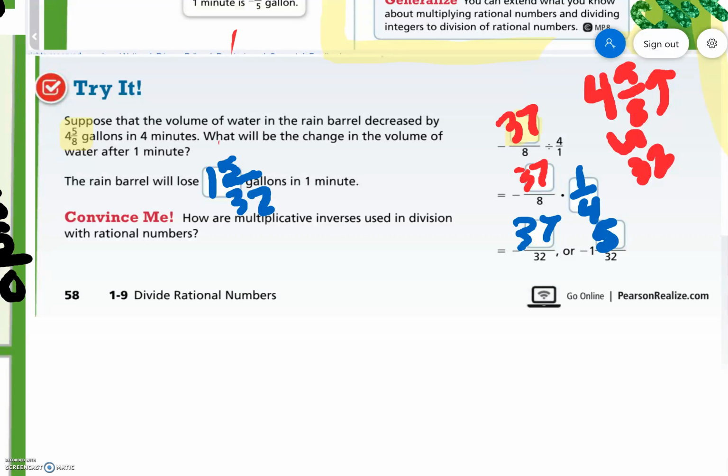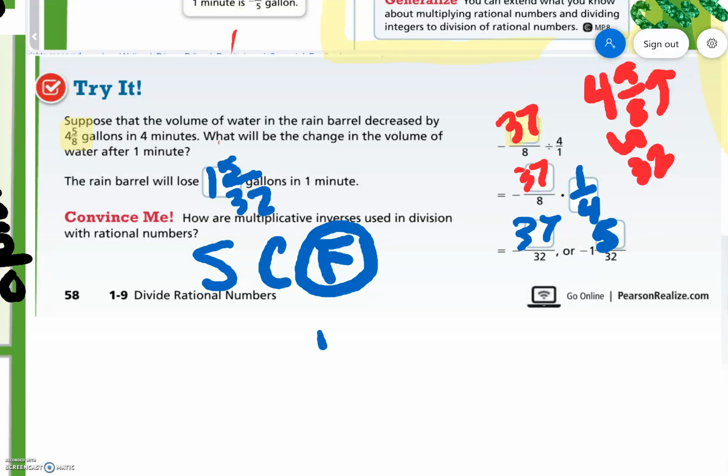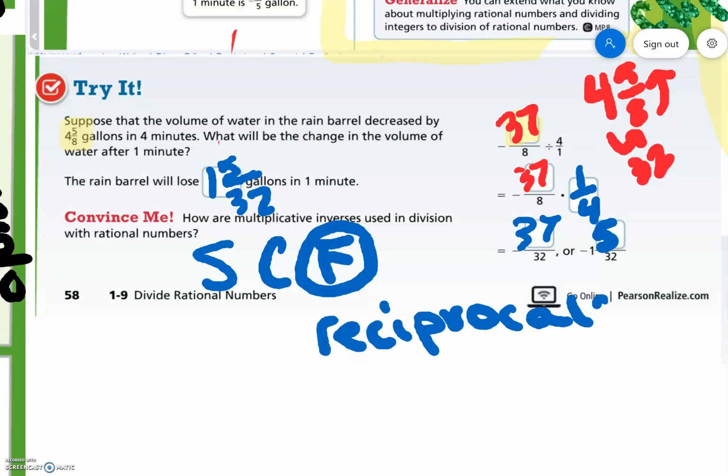Convince me. How are multiplicative inverses used in division with rational numbers? Well, when we do stay, change, flip, the flip part is where the multiplicative inverses or reciprocals are used. So that's when we flip the fraction, we make the reciprocal.